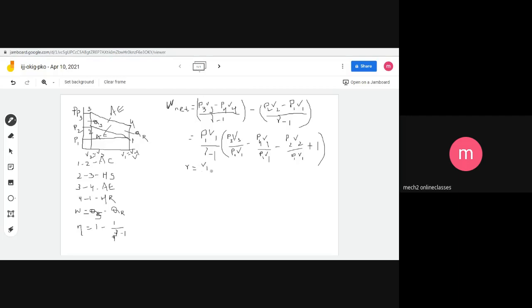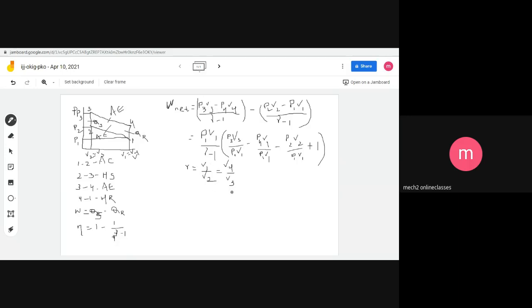You need to remember all this theory part and the definitions. R is equal to V1 by V2, which I can also write as, since V1 is equal to V4 and V2 is equal to V3, V4 by V3. So remember this R value: V1 by V2 equals V4 by V3.